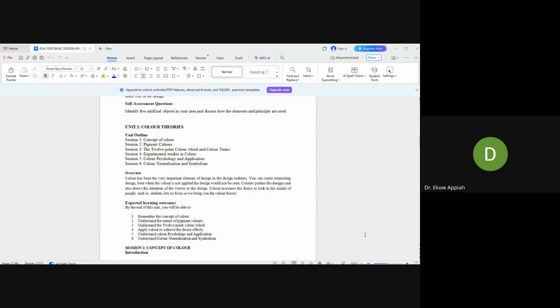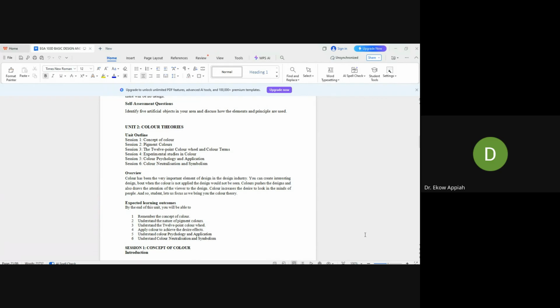intensity, color intensity. When you talk of intensity, we are referring to colors that are very pure, okay, and deep. Colors that are very pure and deep, we say that color has good intensity.